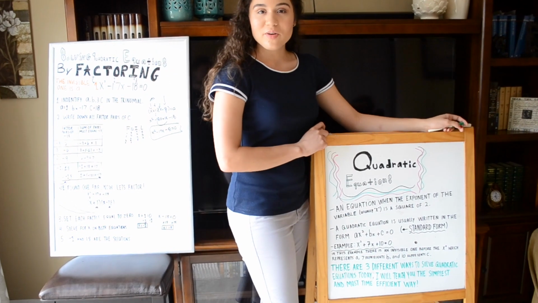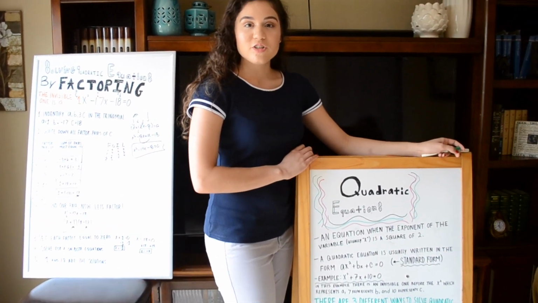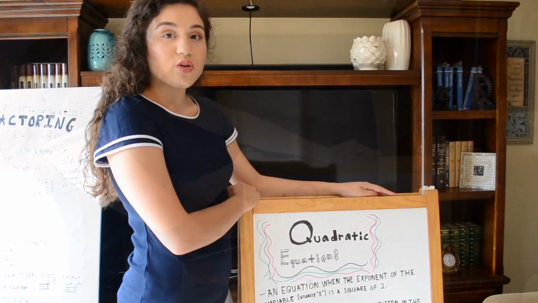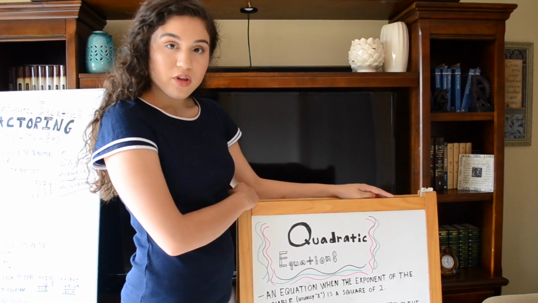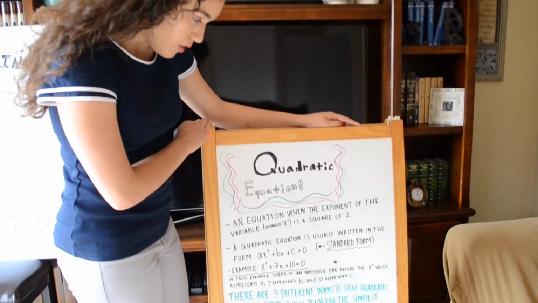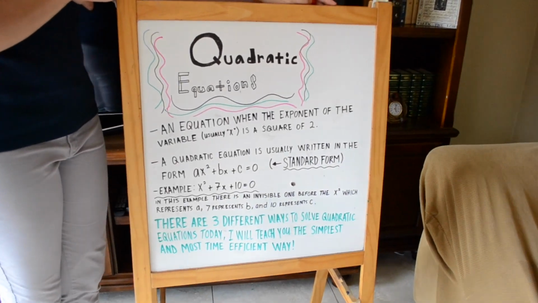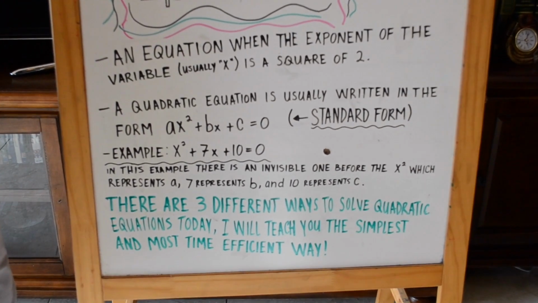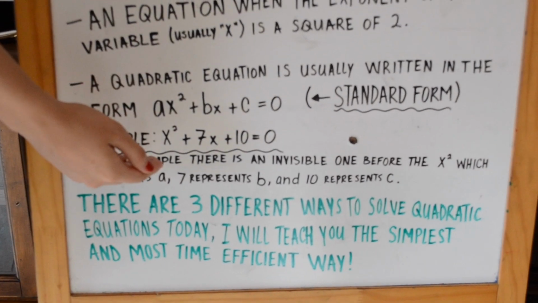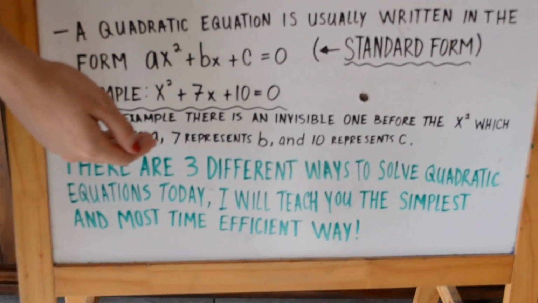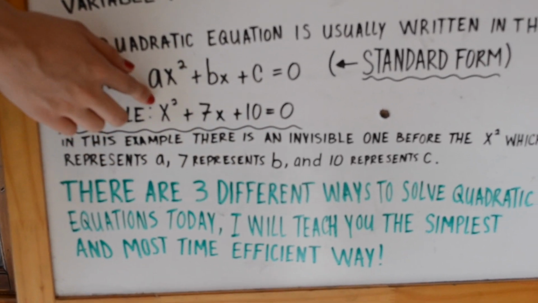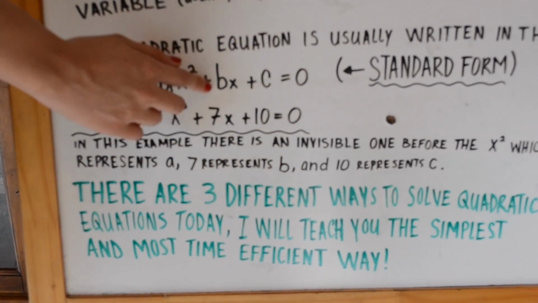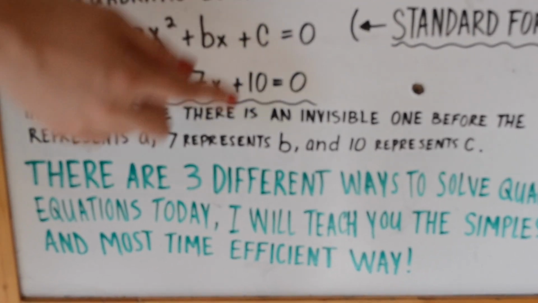So, when solving quadratic equations, we must first understand what a quadratic equation is. A quadratic equation is an equation where the highest exponent of x is 2, like shown here on the board. The standard form for a quadratic equation is ax squared plus bx plus c equals 0. In this example here, x squared plus 7x plus 10 equals 0. There is an invisible 1 before the x, which represents a, 7 represents b, and 10 represents c.